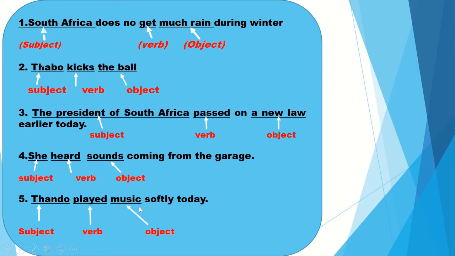She played what? The music. So therefore, the music must become our object. A subject will be who or what performs the action in the sentence. The verb will be the action that is being performed, and the object will be what is affected by the action of the verb. And remember, for any sentence to make sense, the words must agree. The subject-verb agreement, we call that concord. Okay, let us move along.